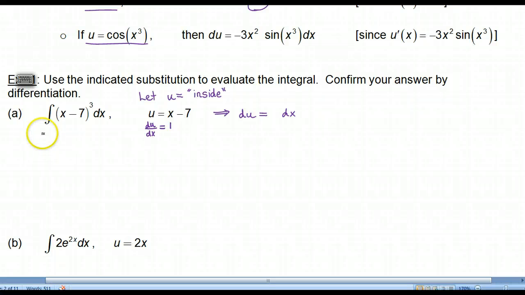Okay, so now what we want to do is take this whole thing and rewrite it. Is there any time that it would be equal to 1? Yes, lots of times.